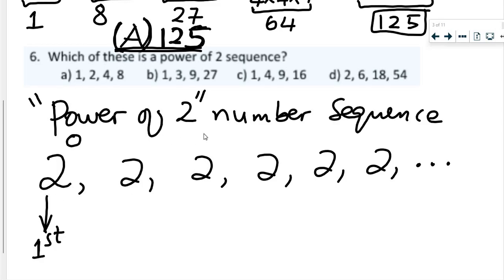To get the next number for the powers of 2: this was 2 power 0. The next one will be 2 power 1. This will be 2 power 2, this will be 2 power 3, this will be 2 power 4, this will be 2 power 5, and so on to infinity. So 2 power 0, 2 power 1, 2 power 2, 2 power 3, 2 power 4, 2 power 5.